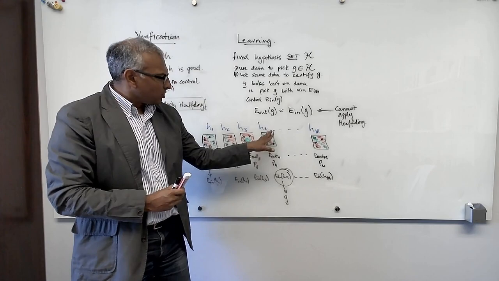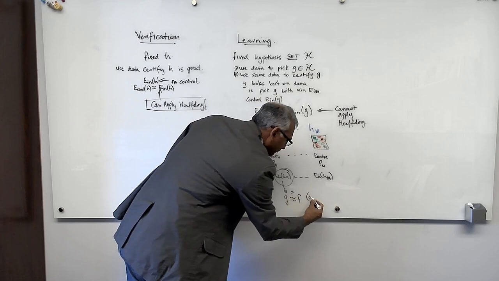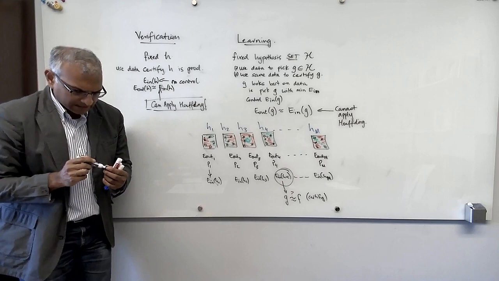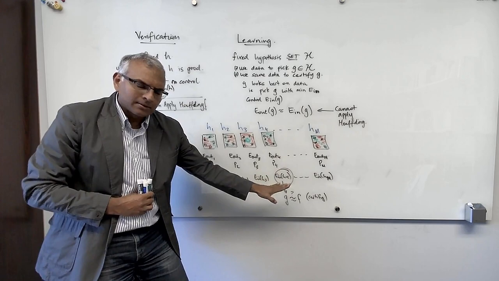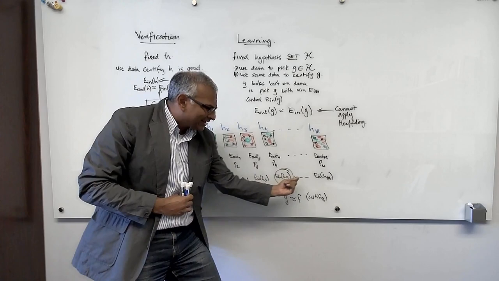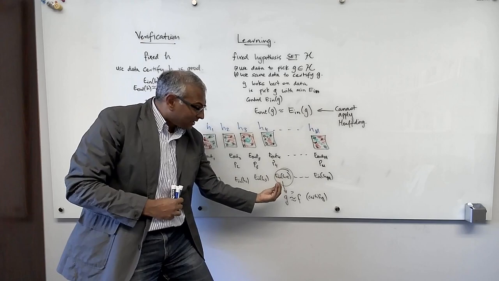And then we would like to ask the question, is g approximately equal to f, i.e. we would like to certify. And we only have one data set, so we can only certify with that same data set. The fundamental reason why we cannot apply Hoeffding is because we are choosing. So we are biasing ourselves towards low E in, and that's occurring because we select the hypothesis. And that ability to choose comes with a price, and that price is exactly the fact that you won't be able to conclude that E in is equal to E out.